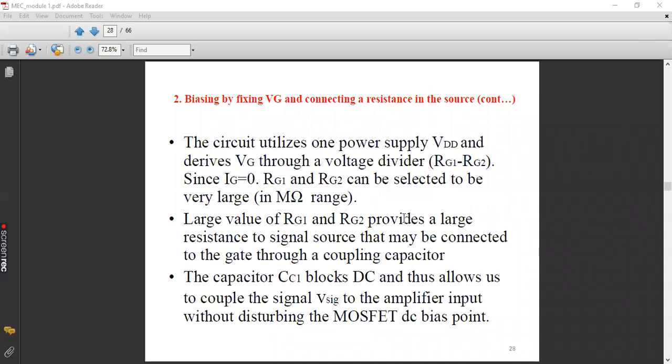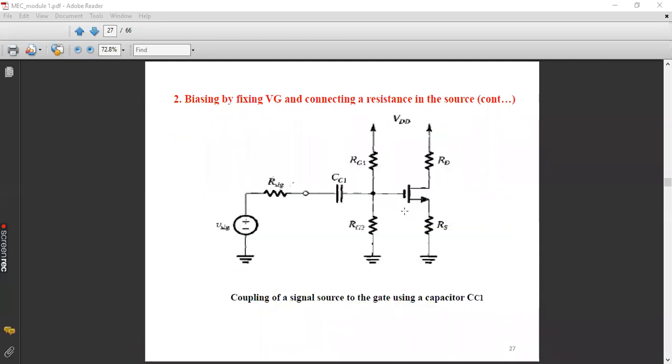Okay. Now, I told you VG is fixed by making use of RG1 and RG2. And I also told you need to take appropriate values of RG1 and RG2 by making use of the voltage divider equation, isn't it? The voltage divider equation is VG is equal to VDD into RG2 divided by RG2 plus RG1. Already I have discussed this equation in the previous biasing technique. So by making use of this equation only, you are fixing this particular voltage VG across RG2.